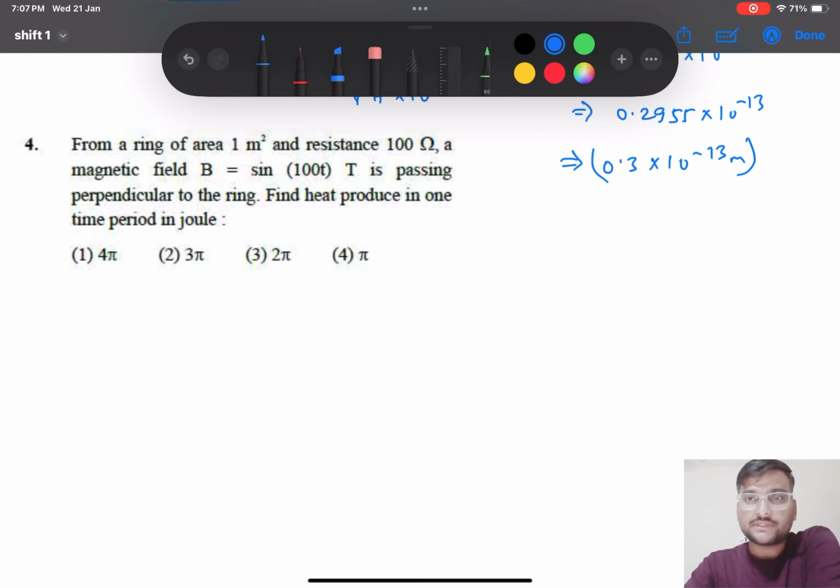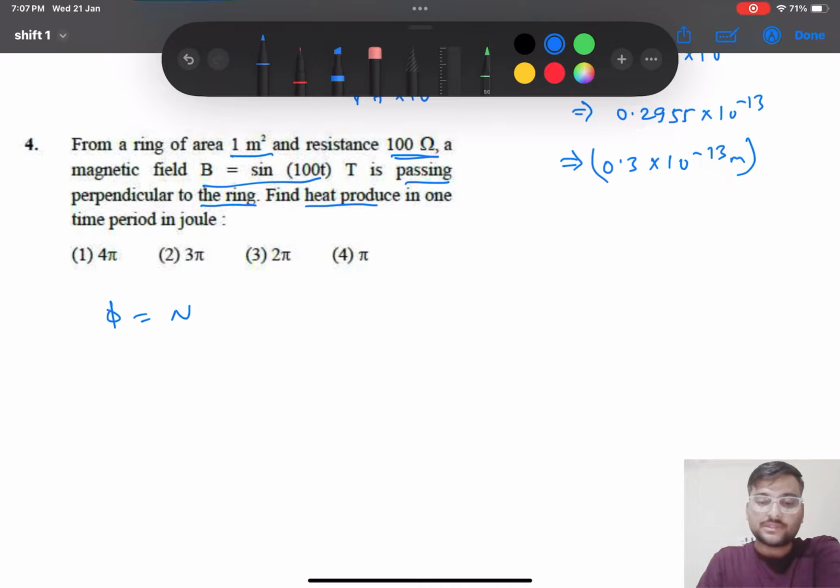Question number 4 says that for a ring of area 1, the resistance is 100 ohm and the magnetic field B is sin 100 t Tesla. This B, area and R are given to us, and the field passes perpendicular through the ring. Find the heat produced in one time period. So we have to find the heat here.